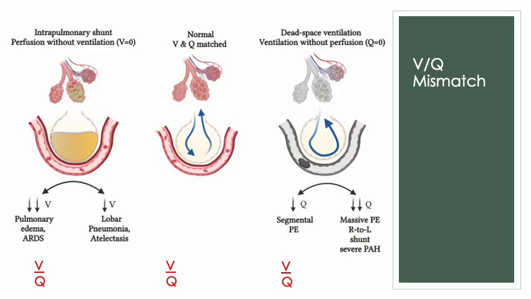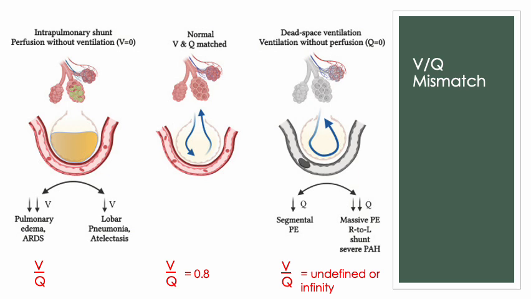So when considering VQ mismatch, you see in the middle here, this is a normal ventilation to perfusion, which is matched well, and that typically is going to equate to 0.8. Next, moving on to dead space ventilation. So this is where VQ ratio is undefined or infinity, because you're going to have well ventilated alveoli. However, you have no perfusion going through the alveolar capillary membrane to participate in exchange. This can occur, you see there, with a segmental pulmonary embolism or a massive PE.